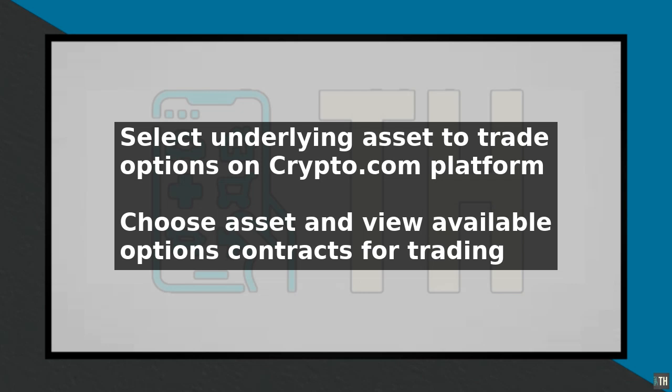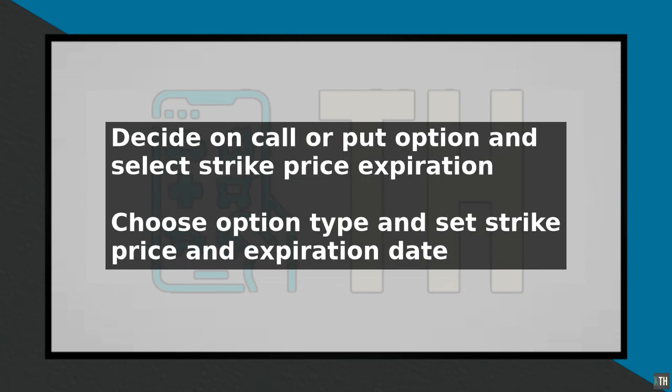Choose the type of option you want to trade and select the strike price and expiration date. The strike price is the price at which you can buy or sell the underlying asset, and the expiration date is the date on which the option contract expires. Make sure you choose a strike price and expiration date that align with your trading strategy.